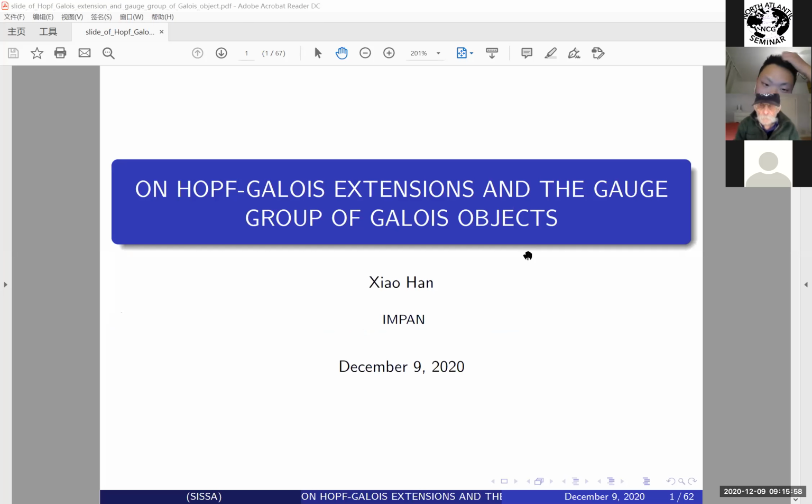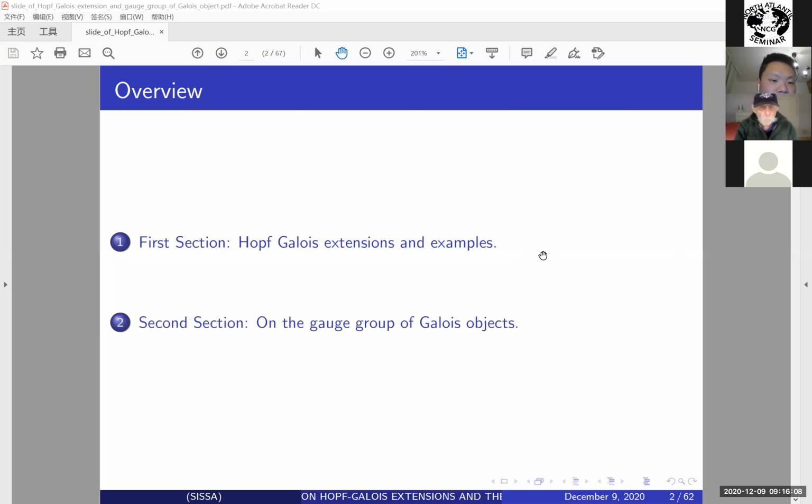Welcome to my talk. Today I will give a talk on Hopf-Galois extension and the gauge group of Galois objects. There are two sections in this talk. In the first section, I will talk about Hopf-Galois extension and a special example of non-commutative Hopf fibration. And in the second section, I will talk about the gauge group of Galois objects.